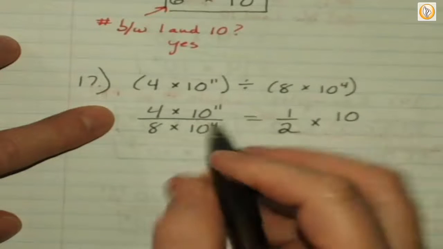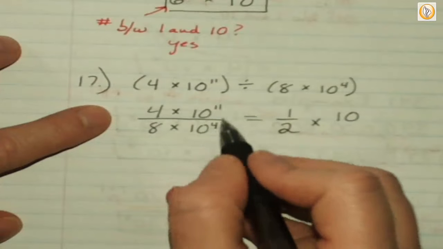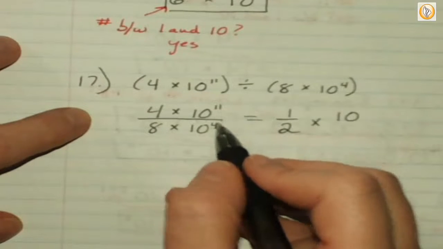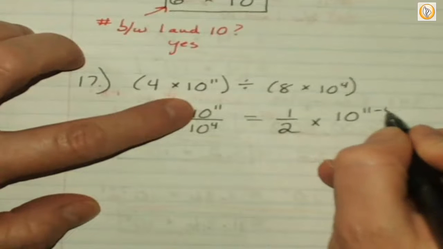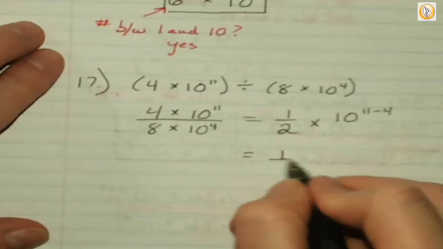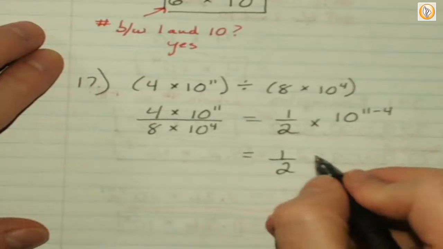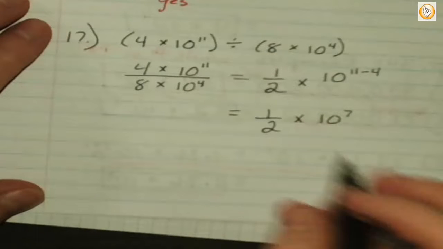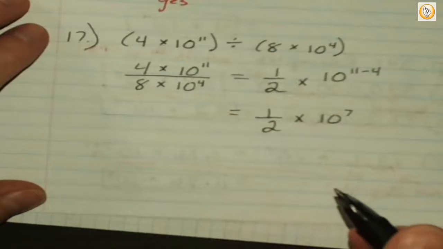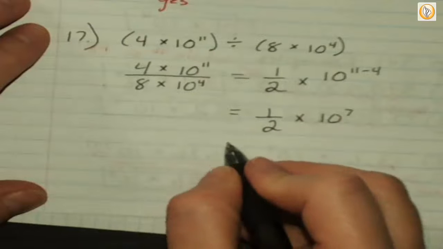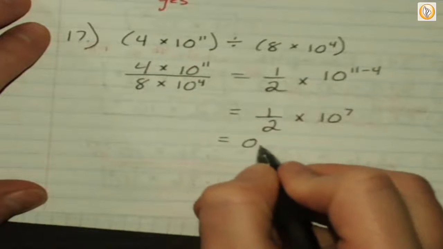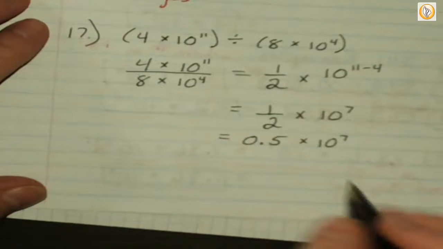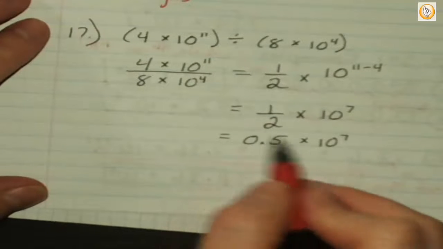Times 10. Now we're dividing. The bases are the same. So what do I do to the exponents? Anyone? Subtract. So I have 11 minus 4. So I have 1/2 times 10 to the 7th power. Now, in scientific notation, do we have fractions? So how would I write that as a decimal? 0.5 times 10 to the 7th power. Oh no, Aiden. Is this in correct scientific notation?